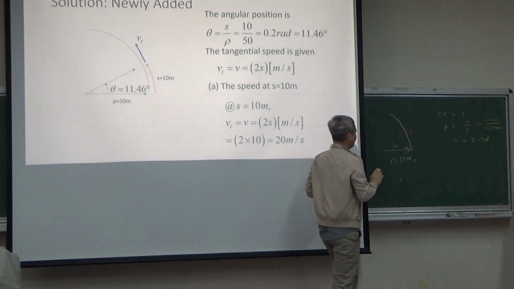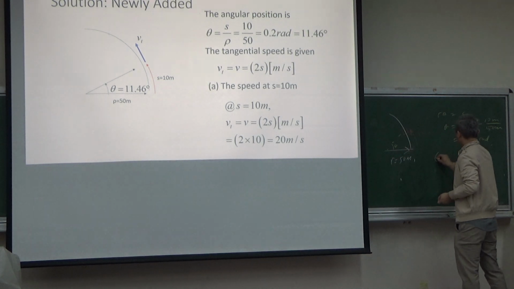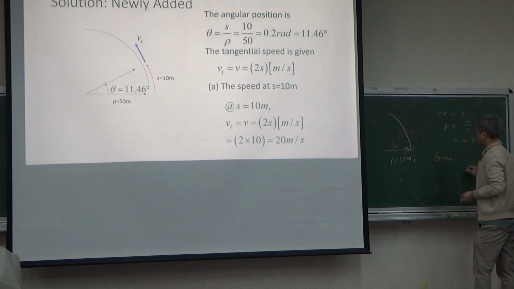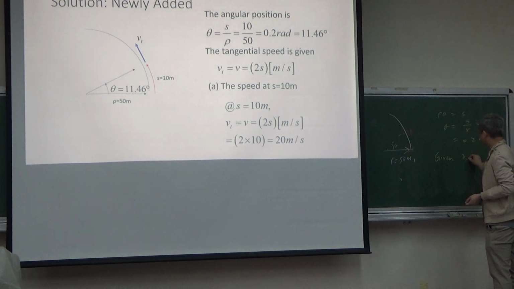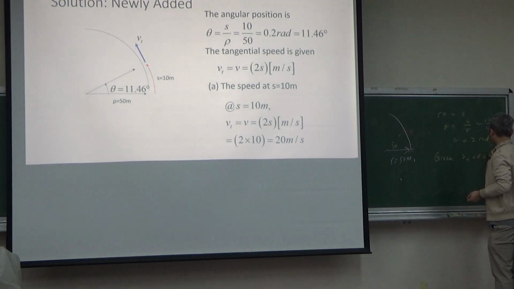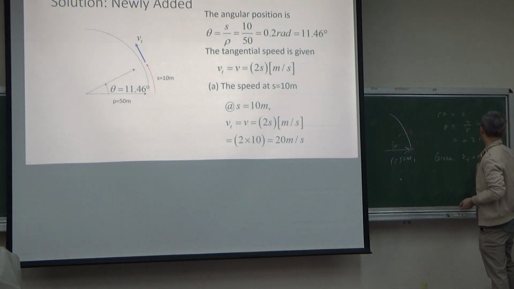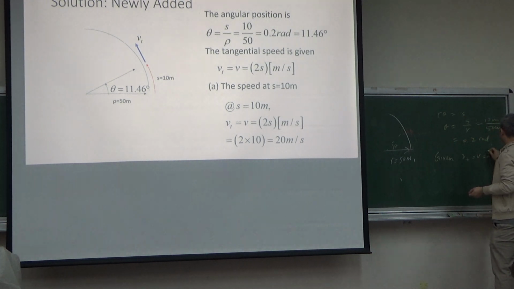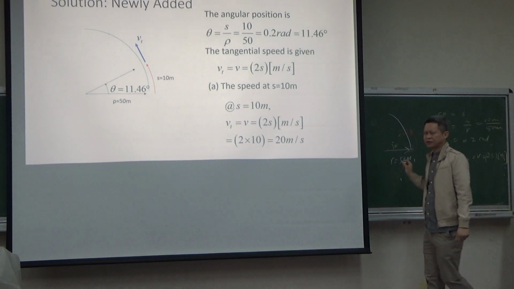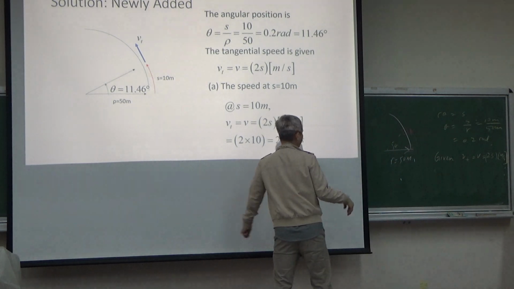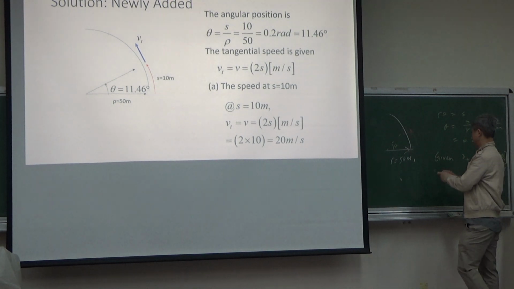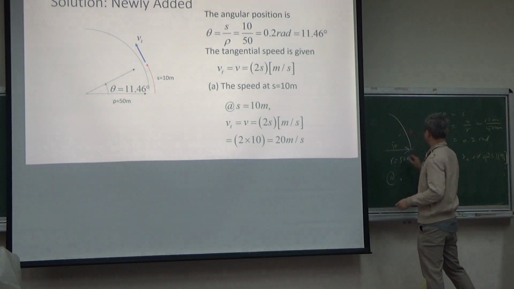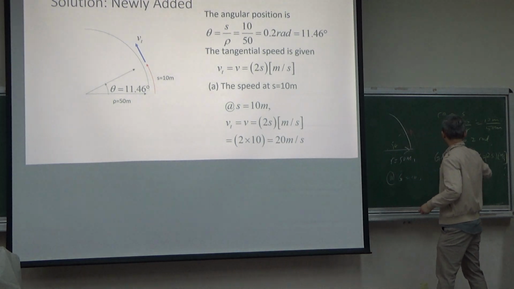And then next, the funny thing here is you are given the velocity along the tangent line, which is proportional to 2 times the distance. Of course, the unit here is meter per second. So this is the given information. Will you be able to find the speed at s equal to 10 meters? What is the tangential speed?